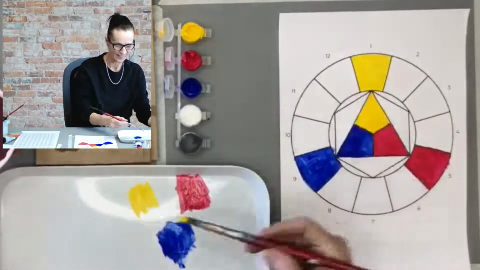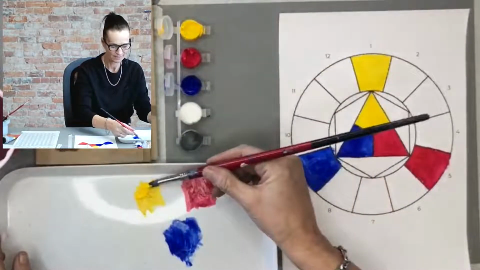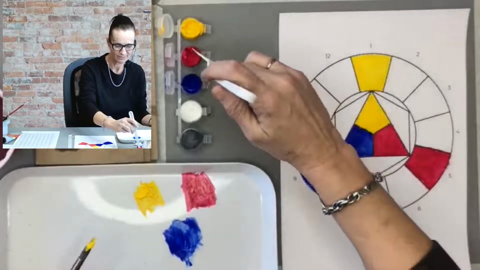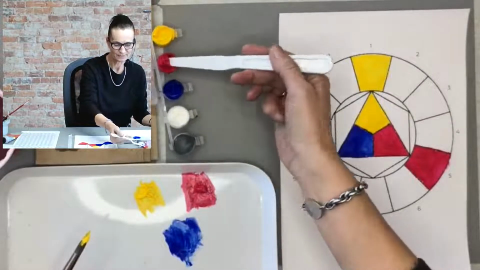I know this is a really, really basic color wheel here, but I'm going to take a little bit of my yellow, okay? And I'm just going to stick it down on my thing. Actually, I'm going to stop doing it with my brush. And I'm going to take a little bit of my red. And I'm going to stick it back over here. Pull it out of here.